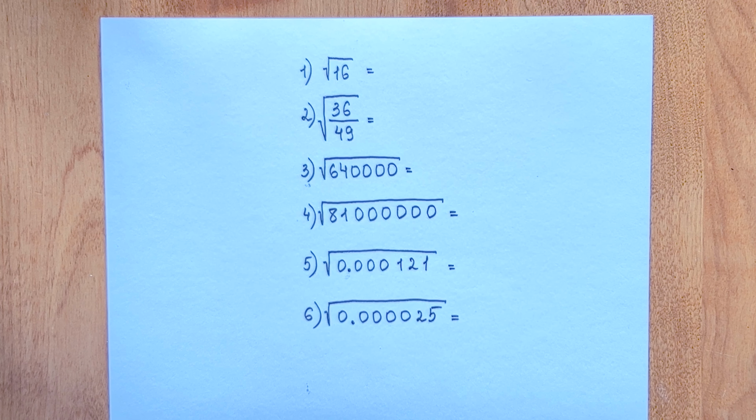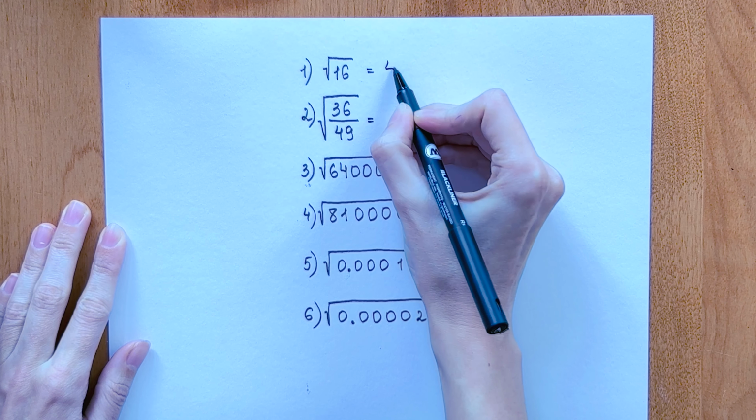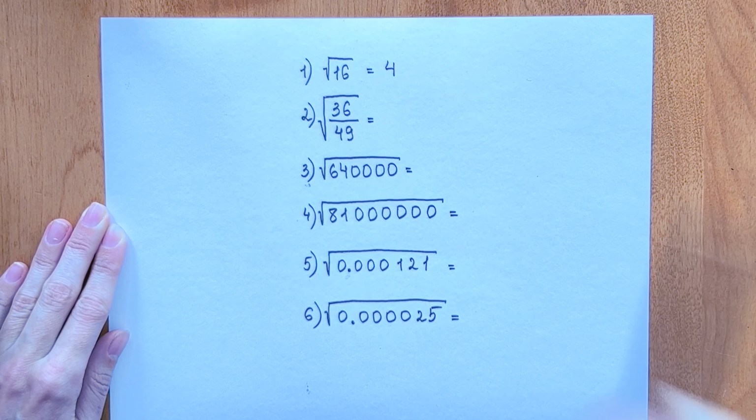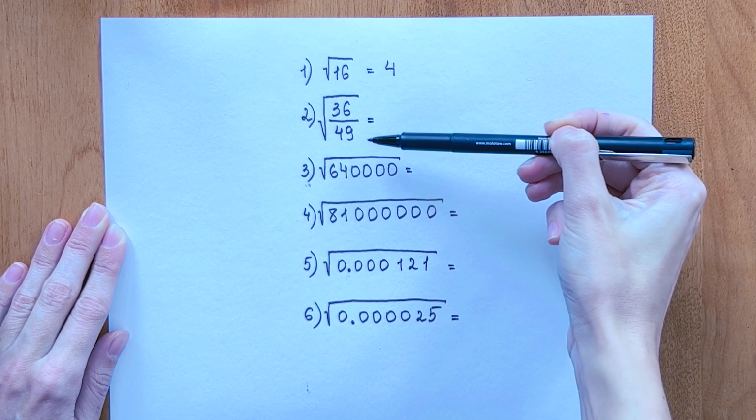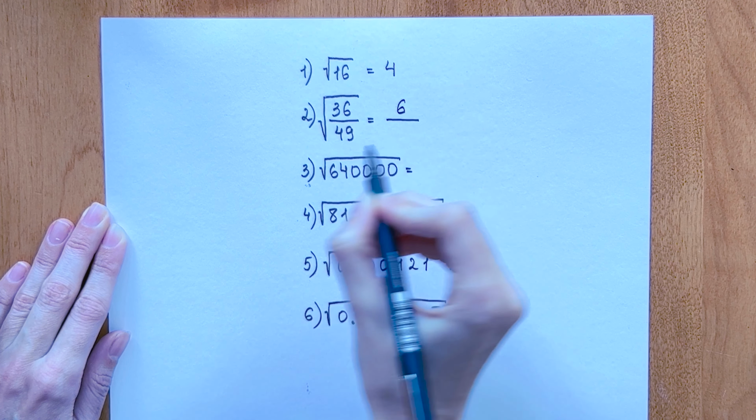Let's deal with the roots once and for all. To extract the root, you have to think about what you need to multiply by itself to get, for example, 16. That, of course, is 4. To extract the root from a fraction, you have to take the root from the numerator and the denominator. Here we got 6 and here we got 7.